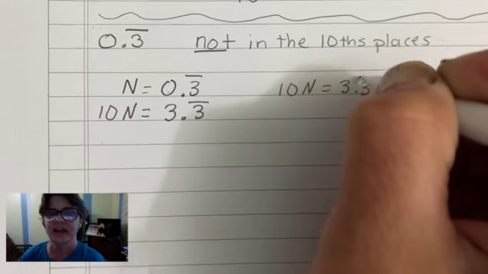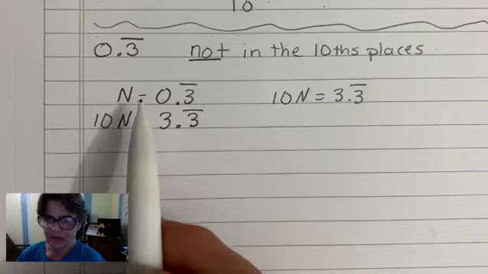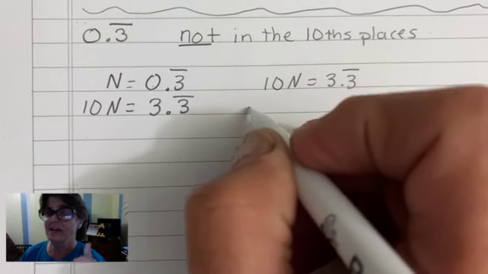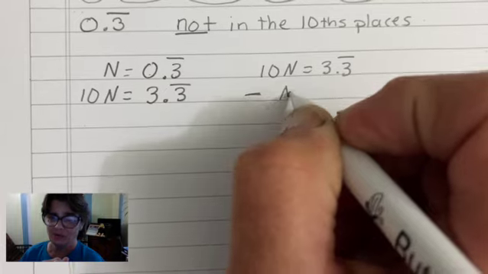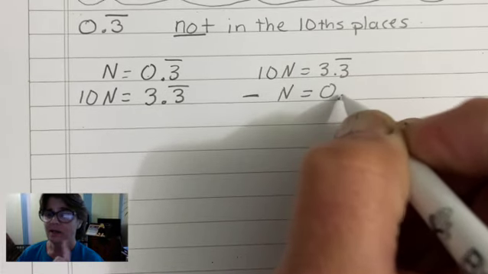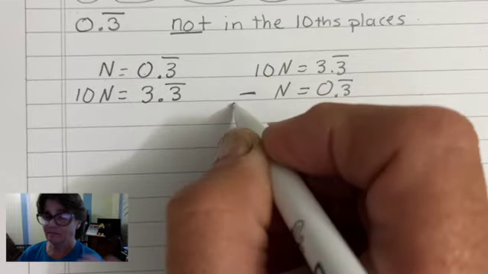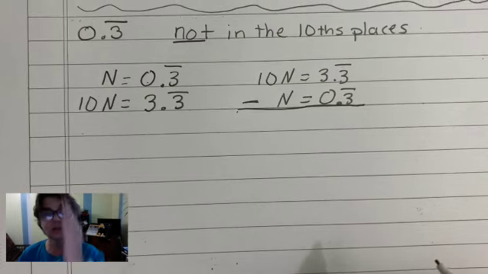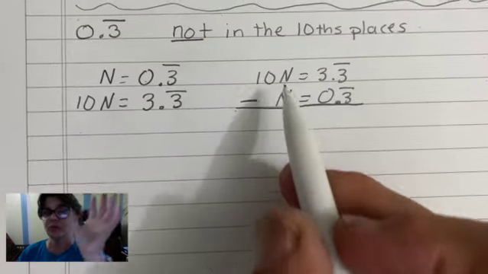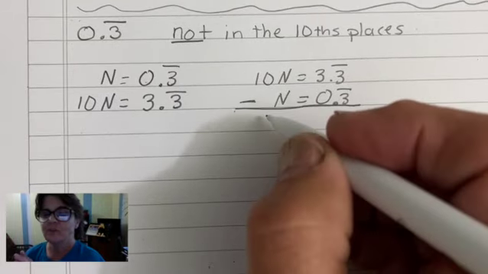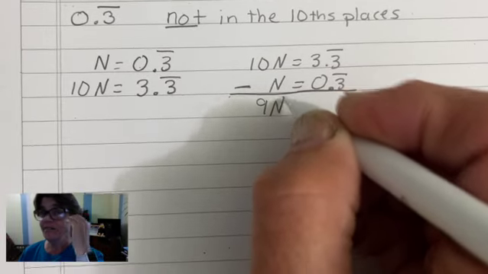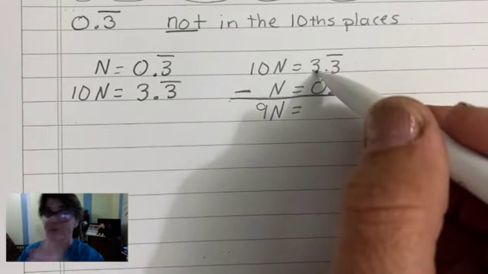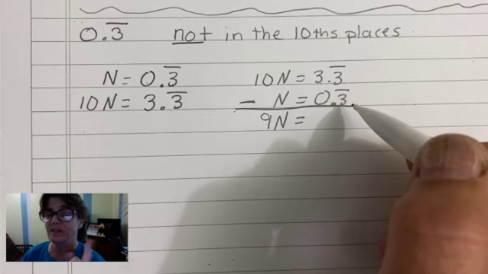Now I'm going to take the 10n equation and I'm going to subtract from it the n equation. So 10n equals 3.3 repeating, subtracted by n equals 0.3 repeating. You line up your equal signs and you subtract what's on each side of the equal sign. So I'm going to take 10n and subtract n. If I have 10 n's and I subtract 1 n, I'm going to be left with 9 n's. Now on the other side, here's why we did the 10n.